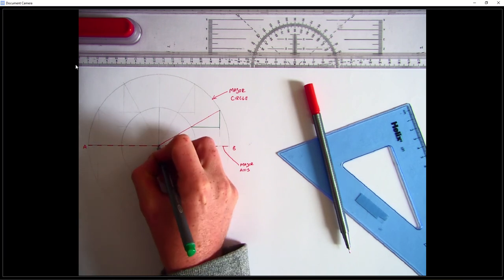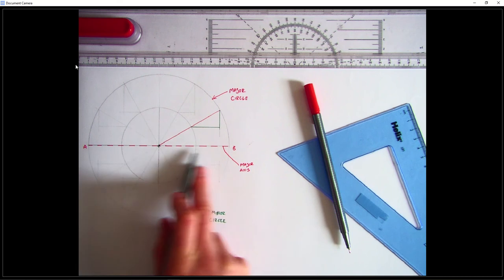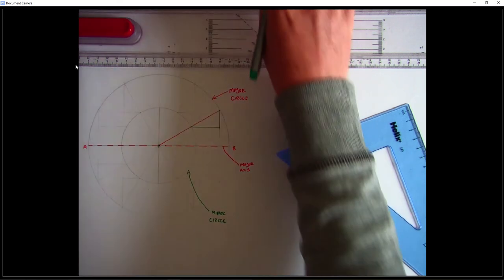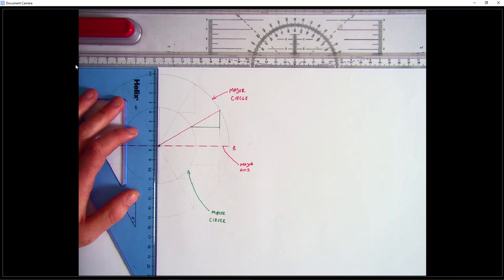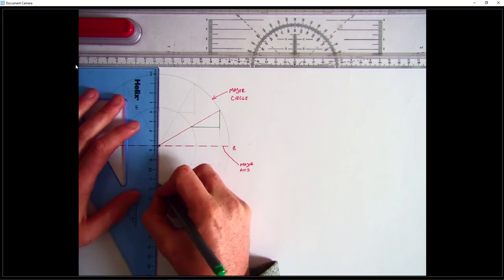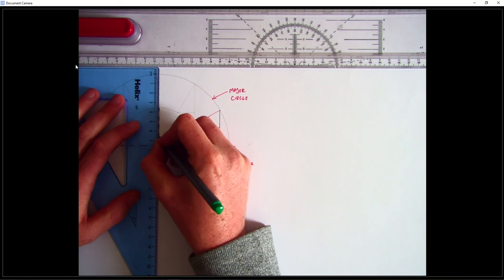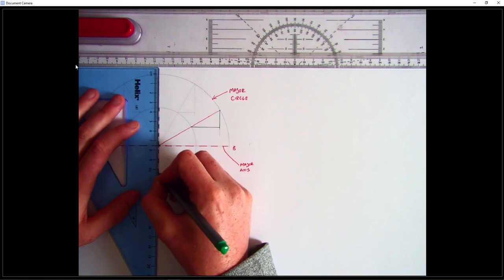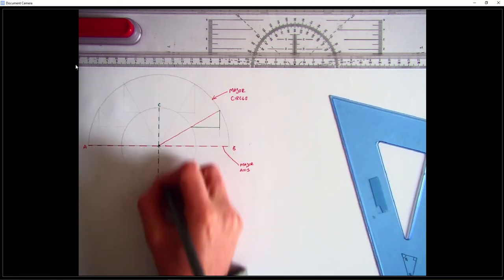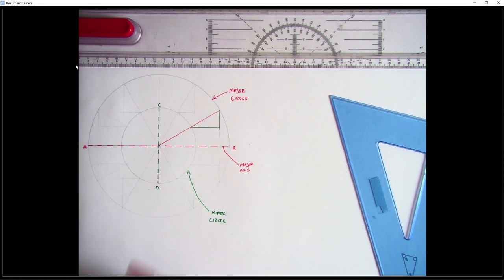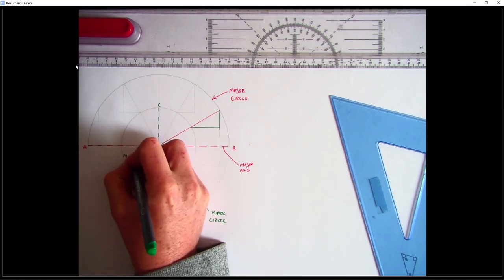So this point here is the center point of all my circles and the center of my major axis. That means my minor axis is going to be perpendicular to this along here. The length of my minor axis is the same as the diameter of my minor circle. I'm going to call this CD. So that line there is my minor axis.